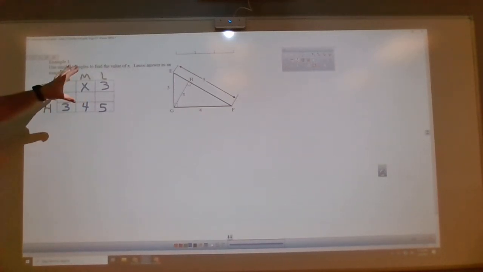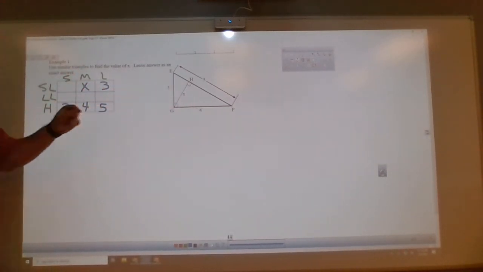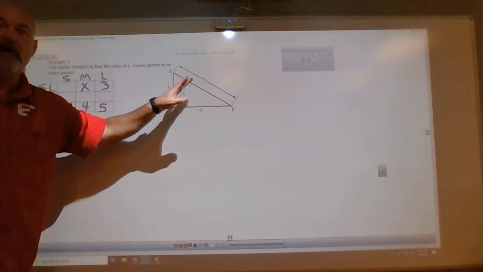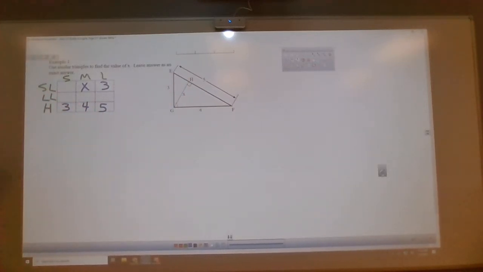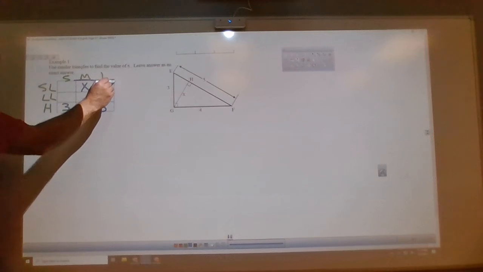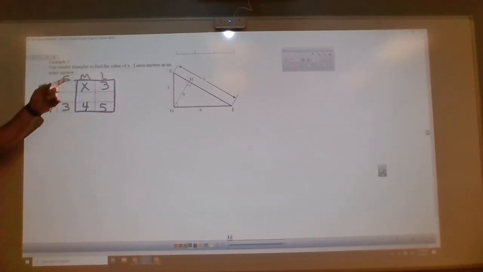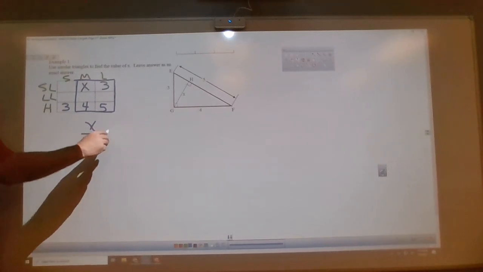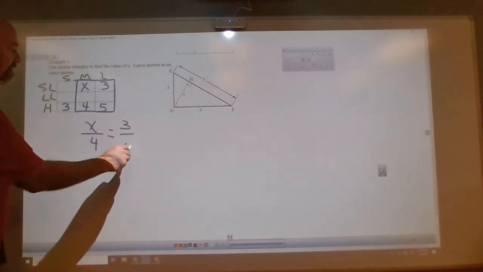Now, is there anything else up there that we can see? We don't know what the short leg of the little one is. There's some things we don't know, but that doesn't matter. Every time we have a box, 4 things, they don't have to be close together. It could be the outside 4, the 4 in the left corner, or the 4 in the upper right corner. Now we have our proportion already set up for us. So all we have to do is go X over 4 equals 3 over 5.